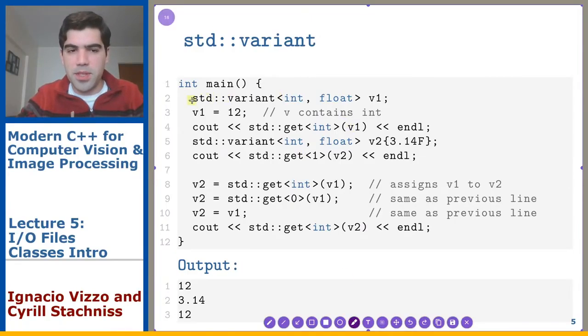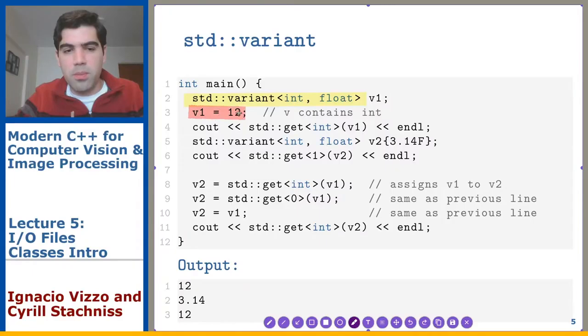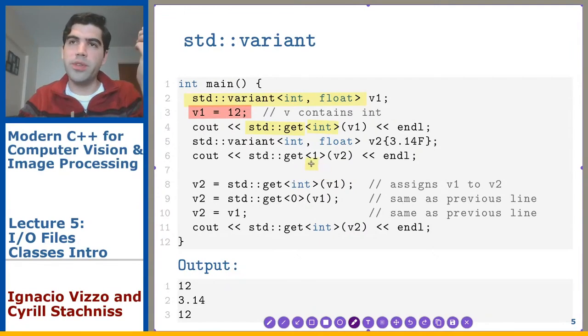A variant is something that can be, for example, either an integer or a float. I create an object of this variant, and then B1 can be an integer or a float, but not both. Whenever I do this, I'm assigning an integer value to this variant, so this variant is going to be of integer type. To access this element, I use another utility function called std::get, and I ask for the integer part of the variant. Then I can access this element. Of course, if I want to access the float part of this variant, I will get an error.